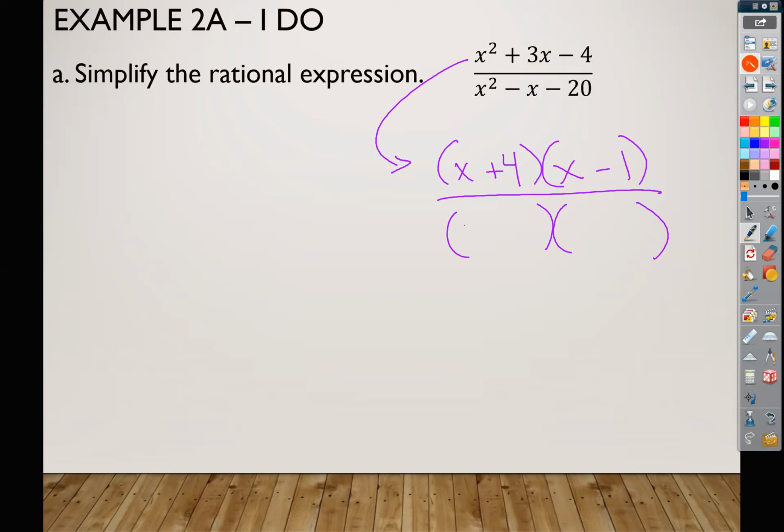If I factor the denominator, I get x and x. What are factors of -20? That would give me a -5 and a +4. So when I simplify this, I can only simplify the binomials that are exactly the same. So my final answer would be x minus 1 over x minus 5.